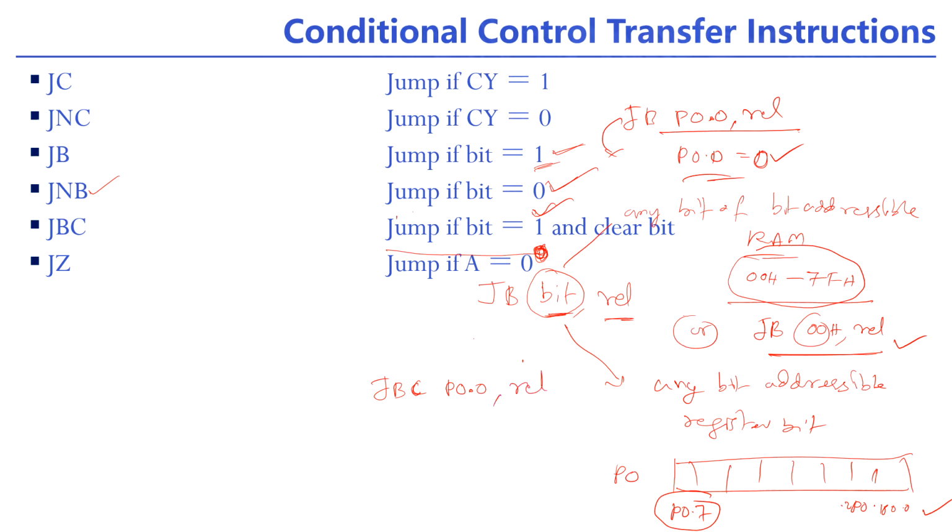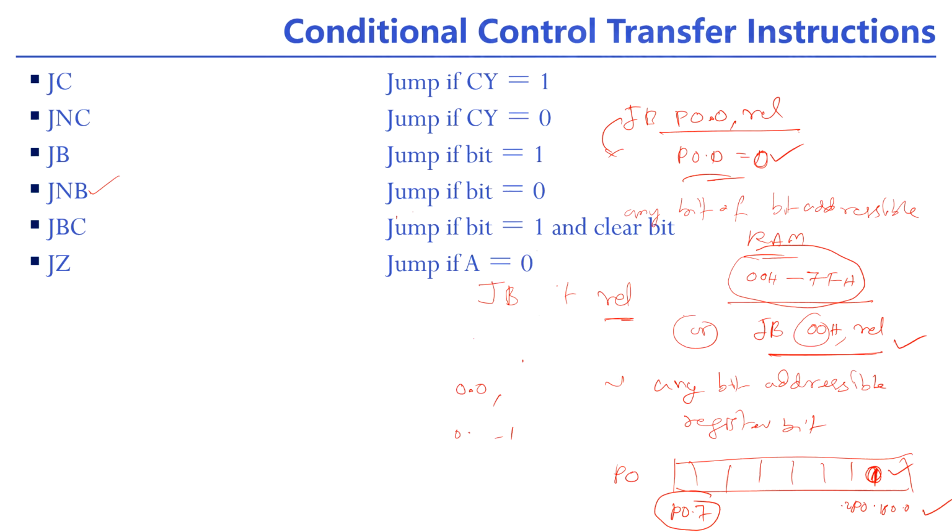Let us assume 1 is available before execution. Then it checks whether port 0.0 is equal to 1. Yes, it is 1. So execution control is transferred to the address specified within the instruction, and it clears this bit. This is the operation of jump if bit and clear the bit.